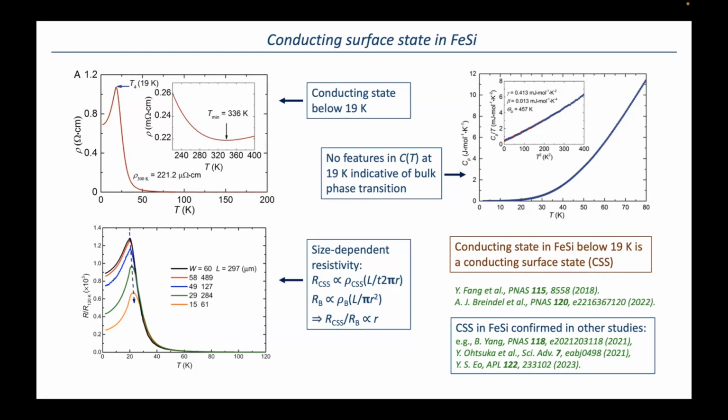Also, if you look at the specific heat plotted versus temperature, it passes very smoothly through the region where this metallic behavior appears, and certainly there doesn't appear to be any evidence of a phase transition in that temperature range. So we're pretty sure that one has a conducting surface state in iron silicide below 19 Kelvin, and this has also been confirmed by several other recent studies.